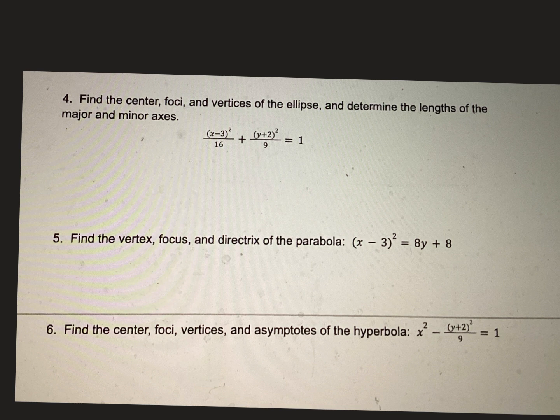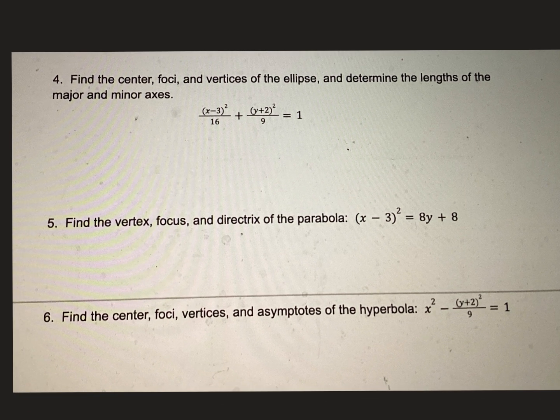Number 4. Now they're moving around on us a little bit. Find the center, foci, vertices of the ellipse, that's telling us it's an ellipse. All right, which it is. You can tell by the equation. So the center, first of all, is the opposite of what's in the parentheses, 3, negative 2. It might help you to draw the picture. 3, negative 2 is here.